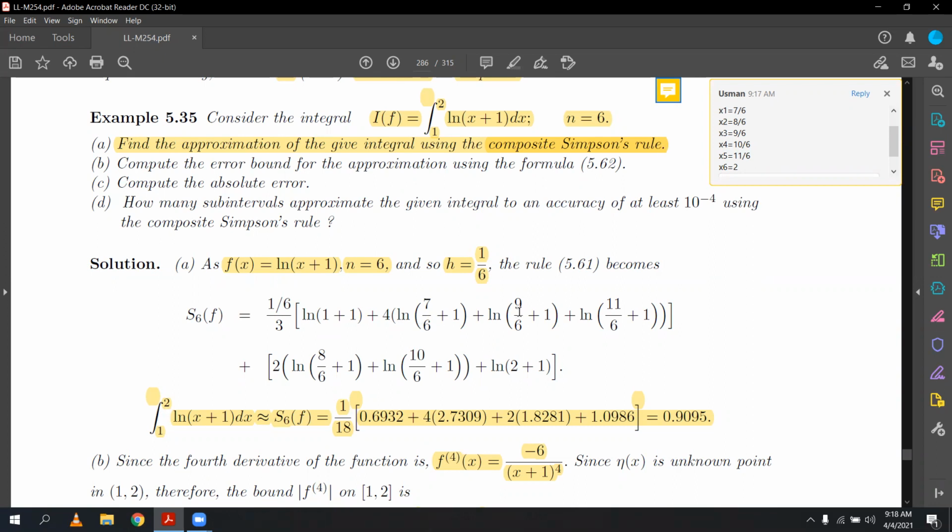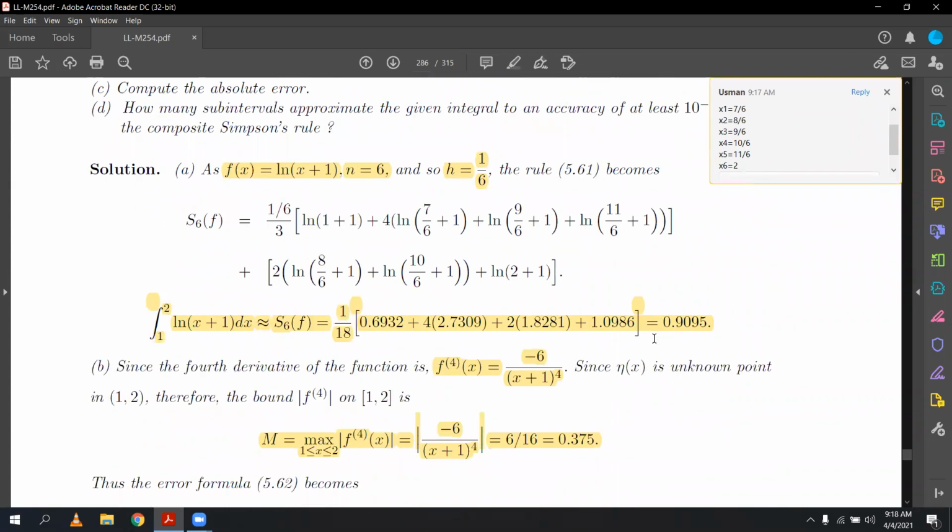x1, x3, and x5, plus 1, because the function is given as ln(x) plus 1. And how many even points do we have? x2 and x4. Then we use the calculator and you get the value 0.9095. We finished the first part.